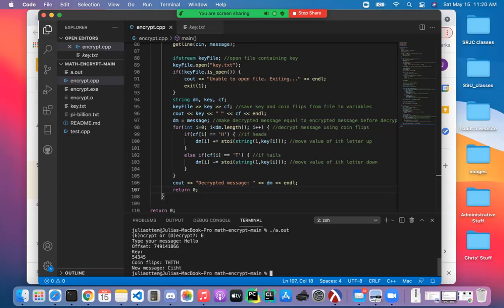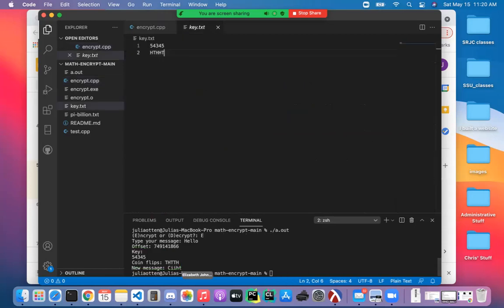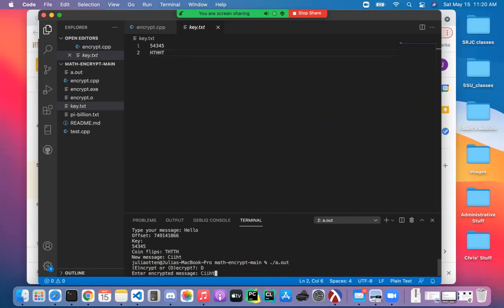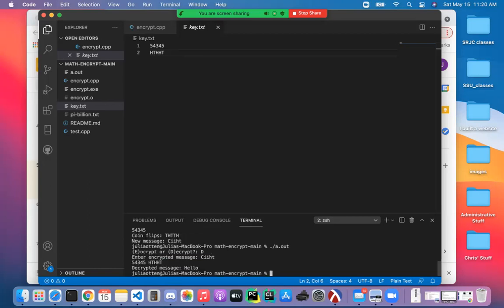And here is our key and coin flips. And here is our encrypted message. The key and coin flips are saved to a file and will be used during the decryption process if needed. So if we run our program again and go to the decryption process and type our encrypted file, we should get our original message.